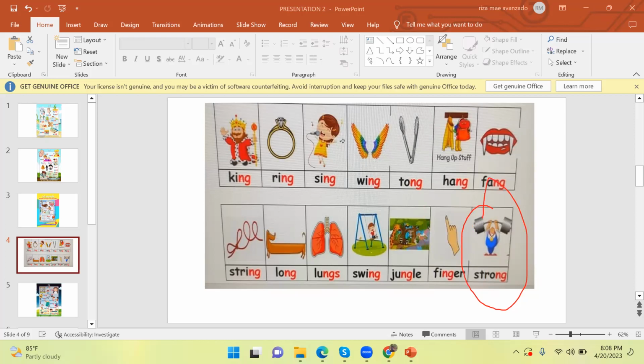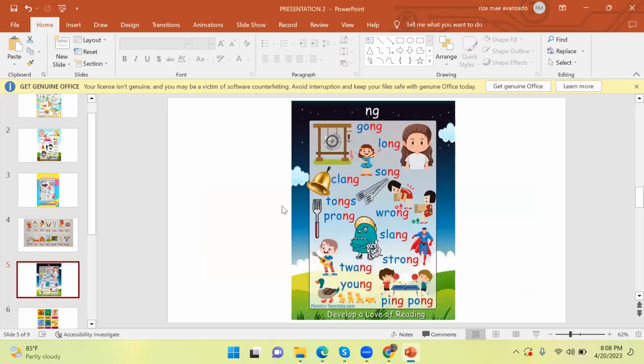Strong. Very good. So let's proceed for another examples of NG like this. Okay, we have the first word, this one. Read this one. Gong. Very good. This one. Long. Very good. This one. Clang. Very good. How about this one?